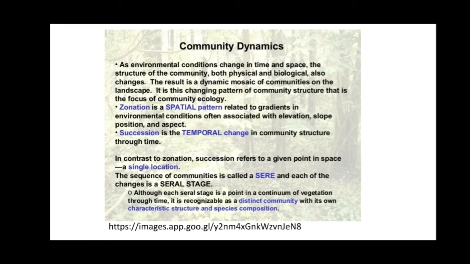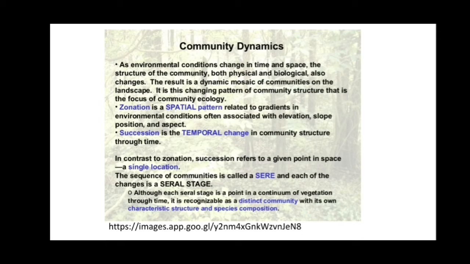Now the community dynamics. As environmental conditions change in time and space, the structure of the community, both physical and biological, changes. The result is dynamic or mosaic communities on the landscape. The changing pattern of community structure is the focus of community ecology. Zonation is a spatial pattern and succession is a temporal change. So in contrast to zonation, succession refers to a given point in space, a single location.